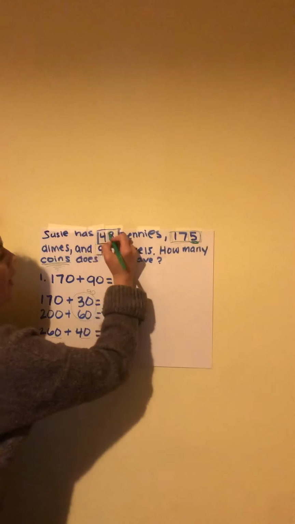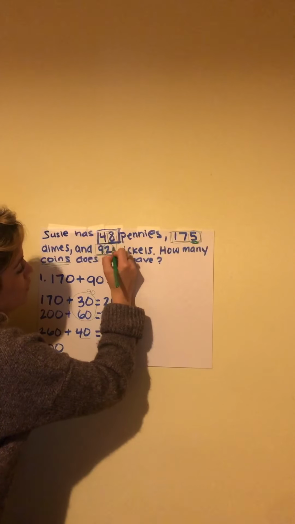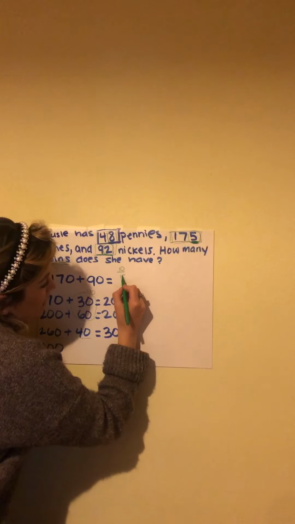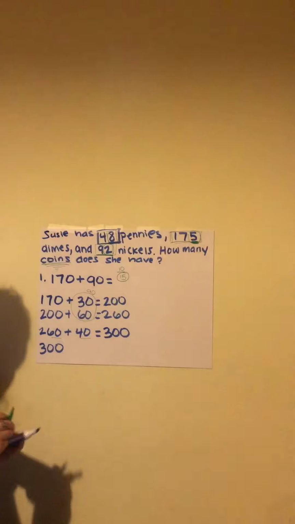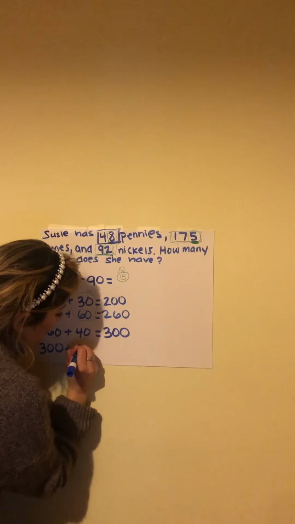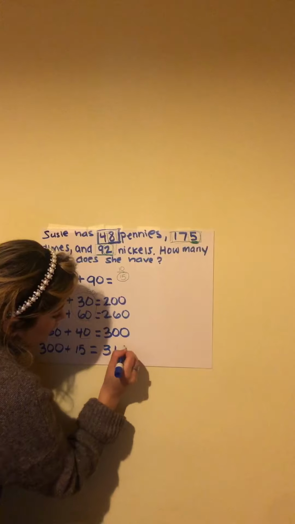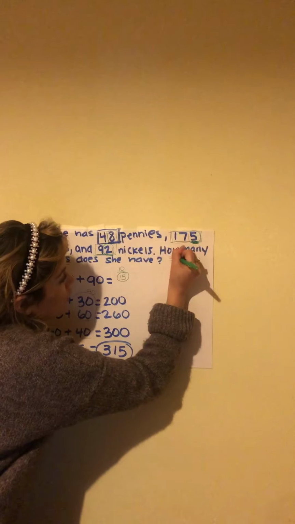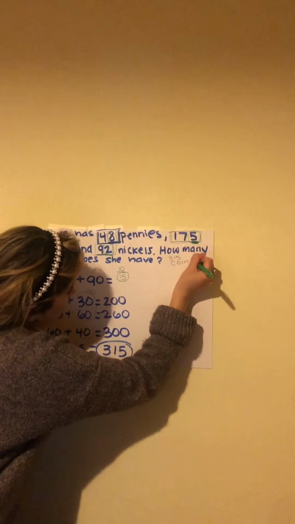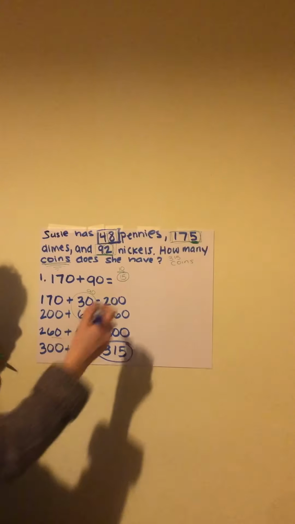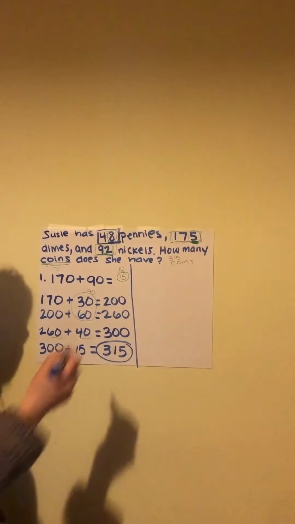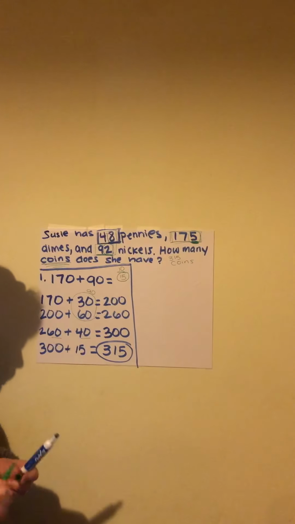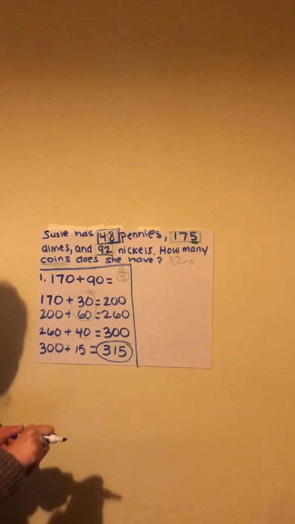Now I can add up my ones. I know that 8 and 2 gets me to a friendly number of 10, plus this 5 is 15. So I'm going to add 300 plus 15, which gets me to 315. This tells me that in total she has 315 coins. I'm not done yet though, because this was just one strategy. And I always want to make sure I'm doing at least 2 strategies so that I can catch my mistakes.